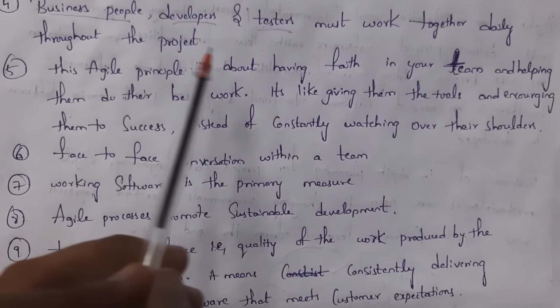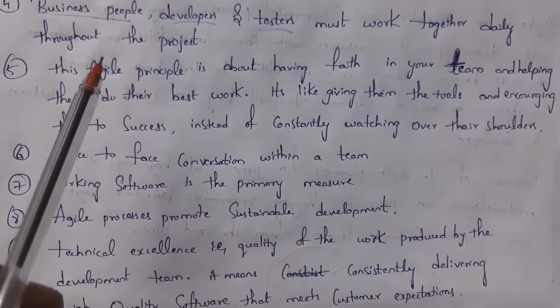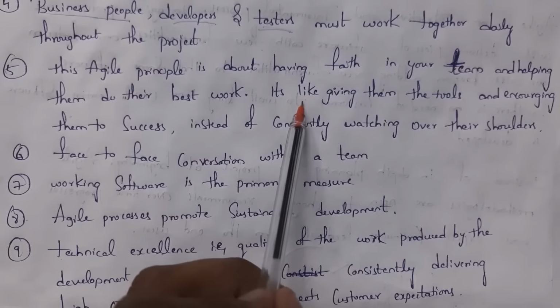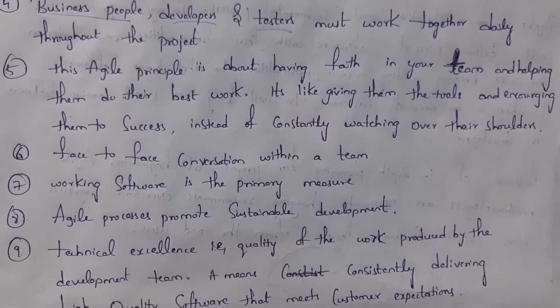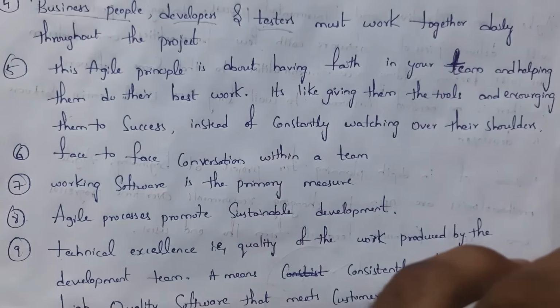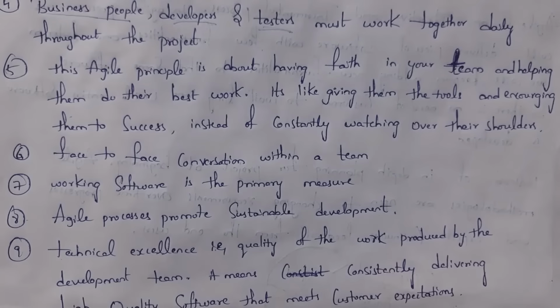The agile principle is about having faith in your team and helping them to do their best work. It's like giving them tools and encouraging them to succeed instead of continuously watching over their shoulders. Guys, in this agile model, the project manager will not force employees. He will give freedom to work. So that is why developers and testers can easily work and they can complete software within time.